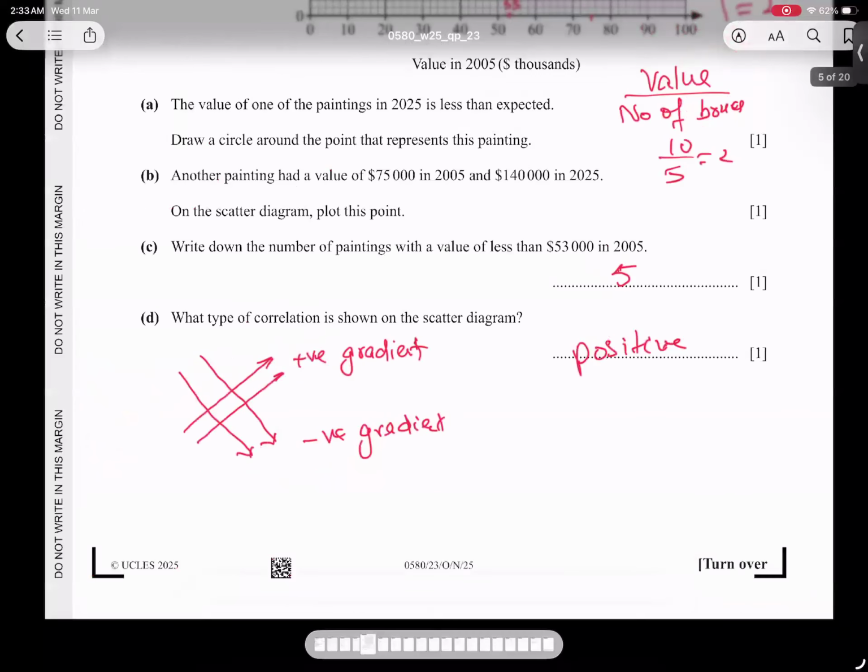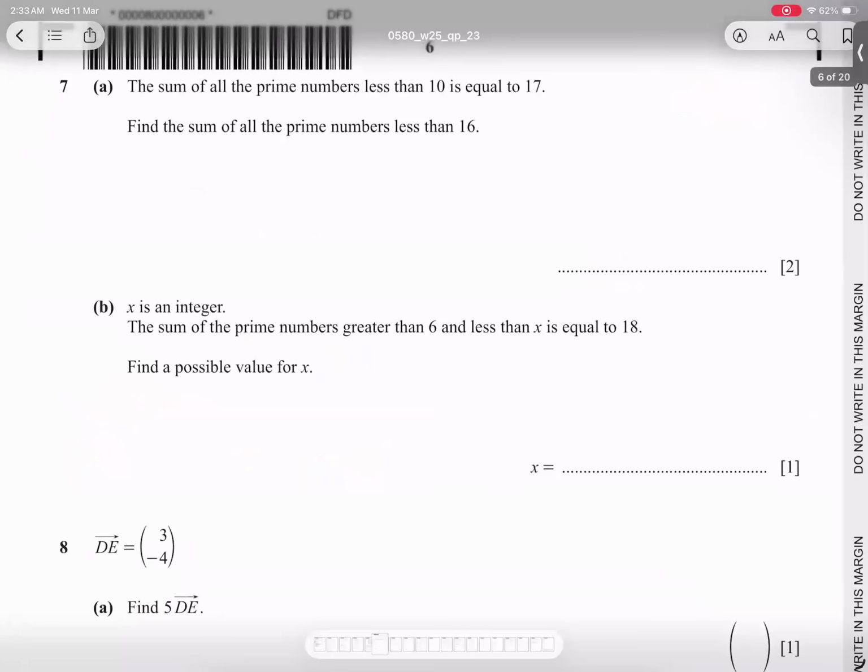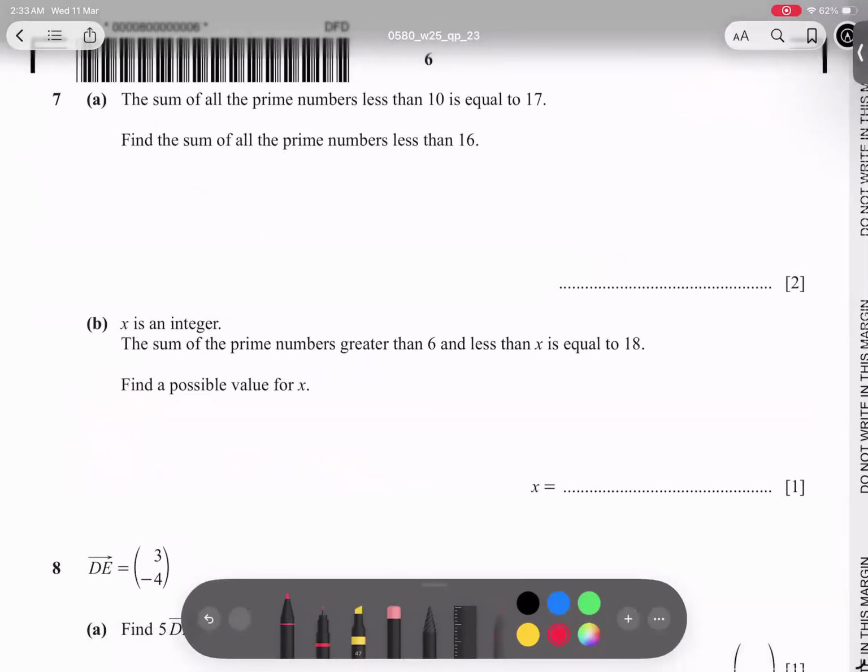Okay, so let's talk about the next question. Next question we have here: the sum of all prime numbers less than 10 equals 17. So I have to write prime numbers.